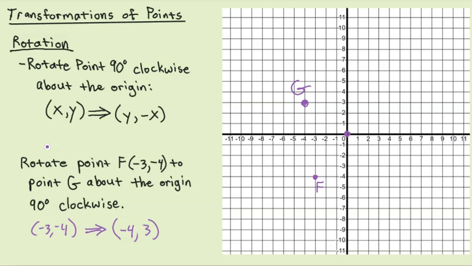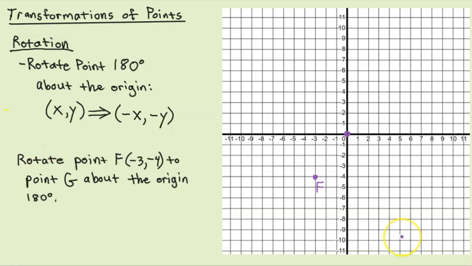The other kind of rotation that we would do is a 180-degree rotation, and I'm just going to give you the rule for that. All right, here's the rule for rotating 180 degrees. It's really simple. If you want to rotate a point 180 degrees, if the point is at x, y, then the rotated point is just negative x, negative y.